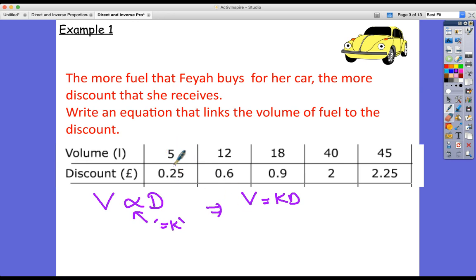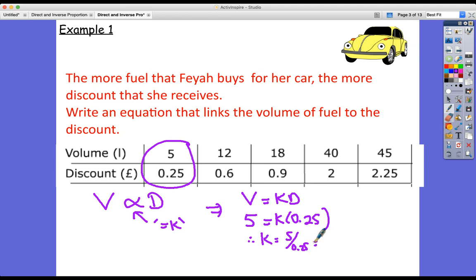So let's take the first column here. Let's put these values in. Volume is 5 equals K times 0.25. So therefore K is equal to 5 divided by 0.25, which equals 20. Let's try it with some other ones and make sure it works. So the volume is 20 multiplied by 0.6. That's right as well. 18 is 20 times 0.9. Obviously, that's nice and easy to see. 2 times 20. And 2.25 times 20 is 45.